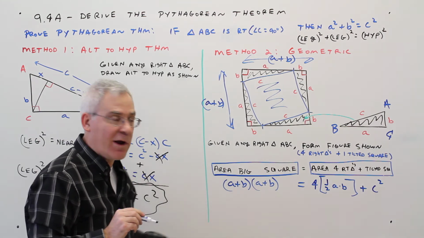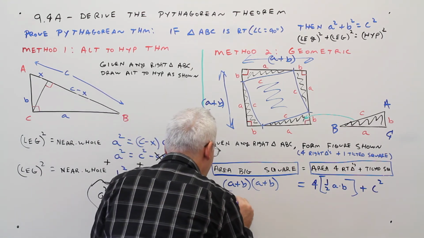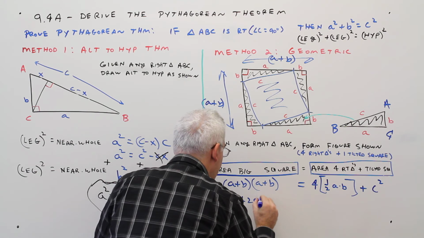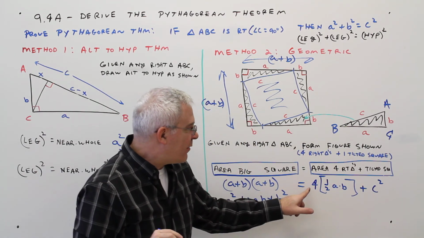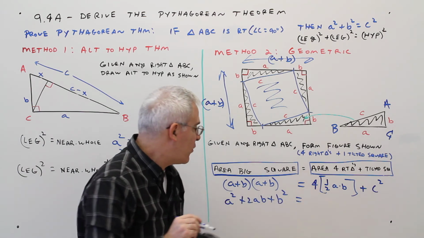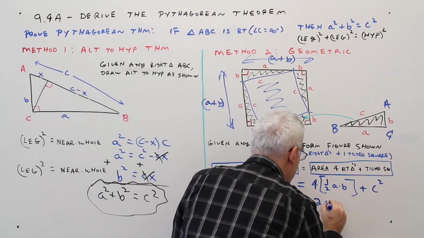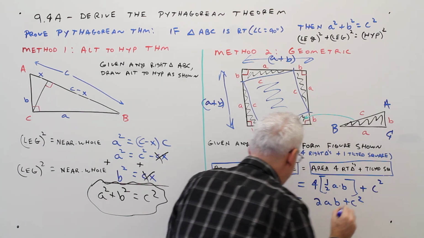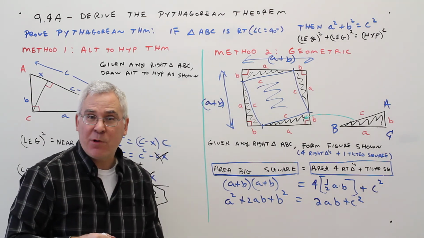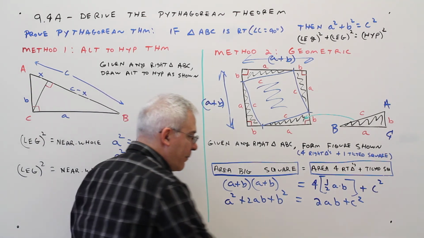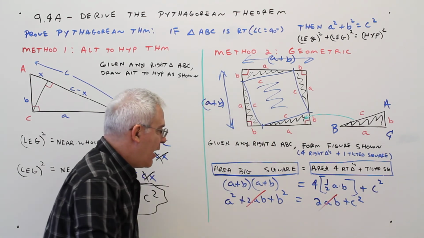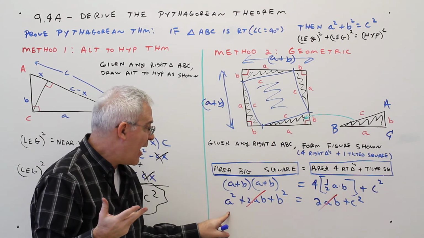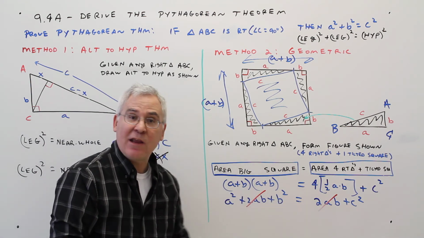All right, let's just FOIL this out. We would get a squared plus 2ab plus b squared. 4 times 1/2 is 2, so 2ab plus c squared. Hopefully you can see what I'm going to do next. I'm simply going to subtract the 2ab from each side. And once again, I'll get a squared plus b squared equals c squared.